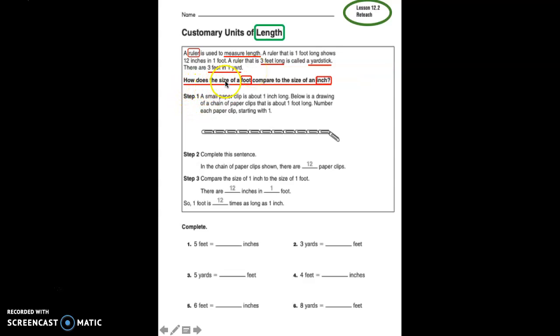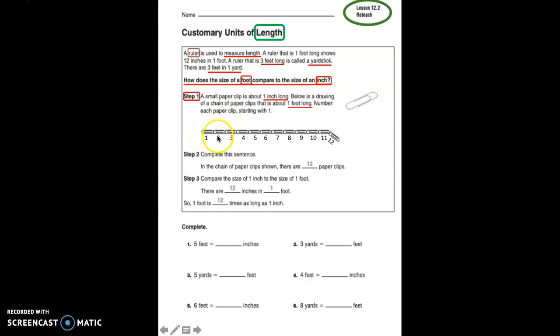How does the size of a foot compare to the size of an inch? Step 1. A small paper clip is about 1 inch long. Below is a drawing of a chain of paper clips that is about 1 foot long. Number each paper clip starting with 1. So we have our paper clips, and I've had a little paper clip off to the side for you. Let's number them one at a time.